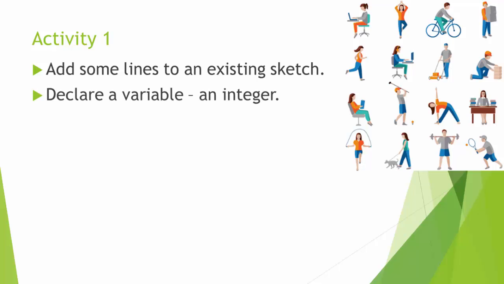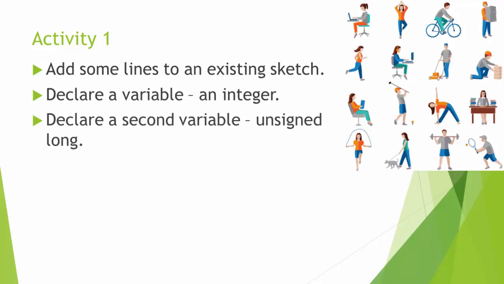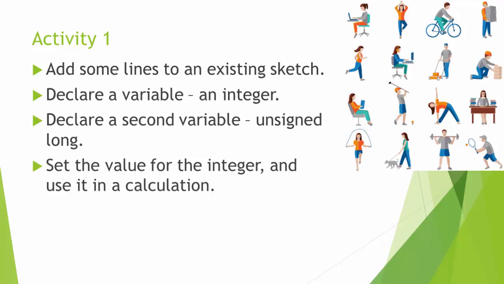What I want you to do is at the top, declare a global variable, an integer, and I want you to declare an unsigned long second variable, and you can name them anything you want. Then inside your setup code or inside the loop, you can set a value for the integer and then use it in a calculation. So you're going to add 4 lines to your existing sketch.